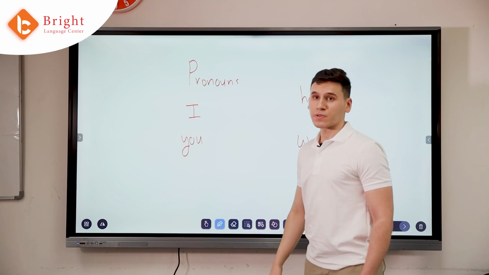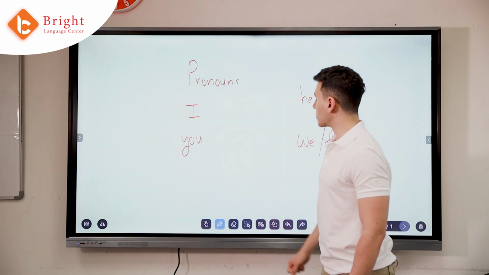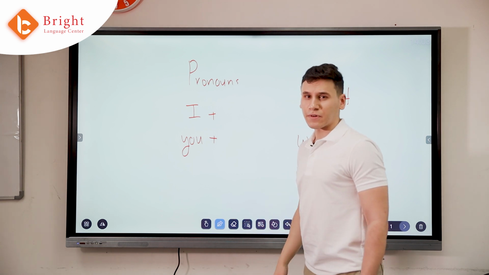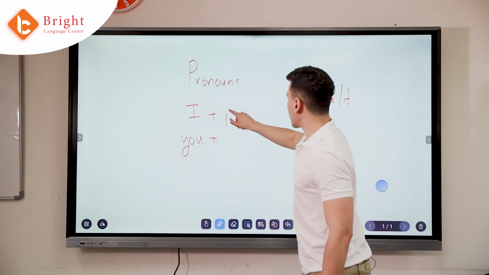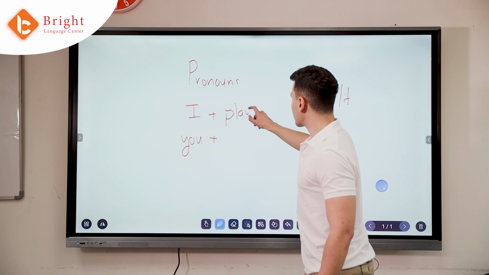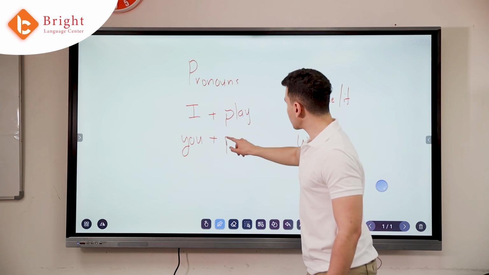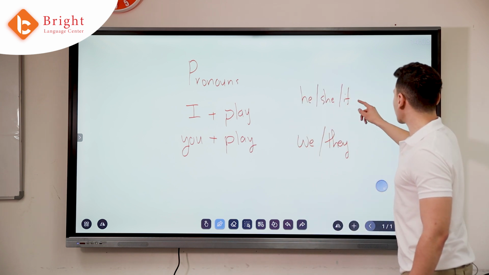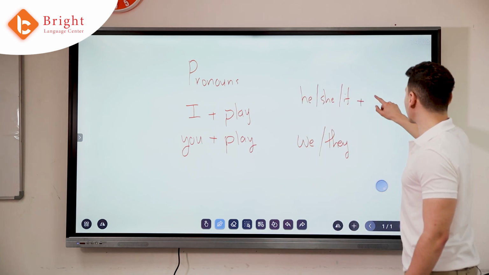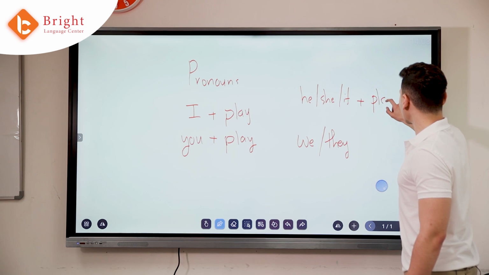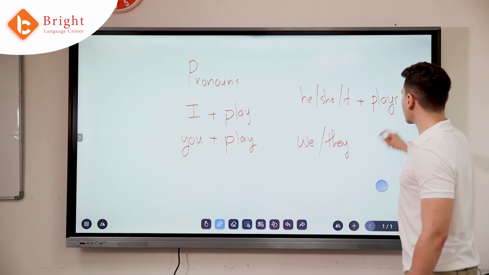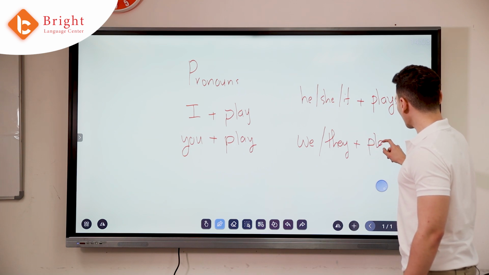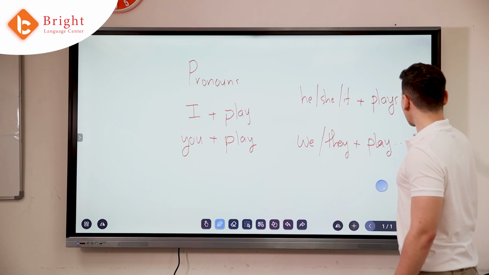So the way I compose the present simple is by adding a verb. Let's take the verb play, for example. I play. You play. He, she, and it, we add an S at the end of the verb. So he, she, or it plays. We and they remain the same. Then you continue the rest of the sentence.